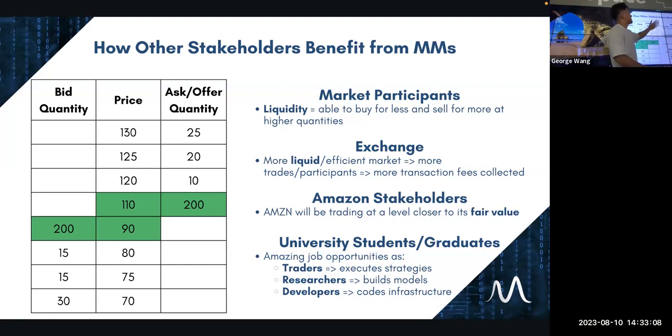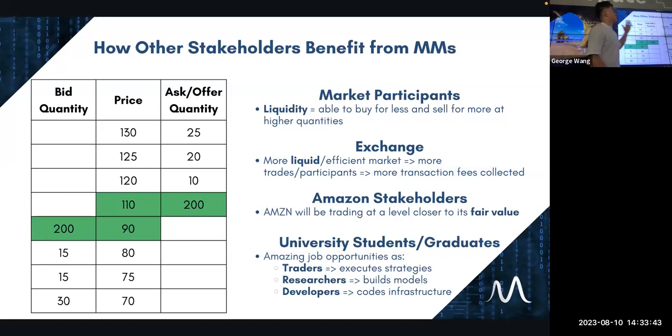You're able to buy for less and sell for more at larger quantities, right? So it's easier for you to convert your assets to cash and vice versa because of these orders, because of these quotes. So market participants should be pretty happy about this. The exchange, like I said before, the market will be more liquid, right? Since market participants are happier, getting better prices, it's more likely that they would trade, right? And the more trades happen, the more money for the exchange, because every trade means transaction fees, right? And they want as many trades as possible as the exchange.